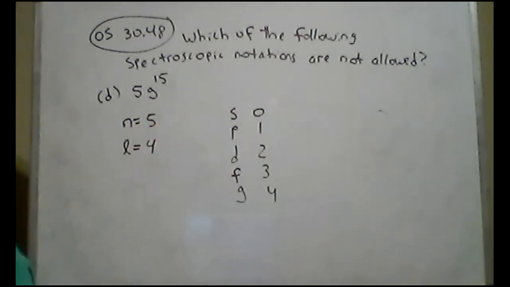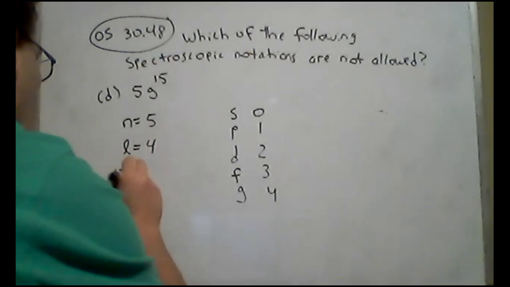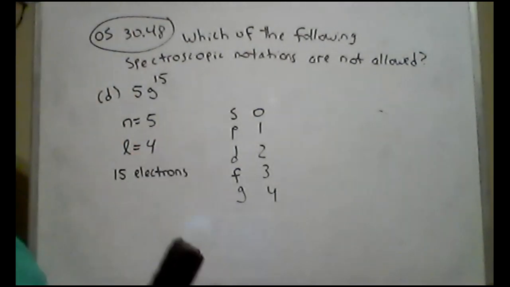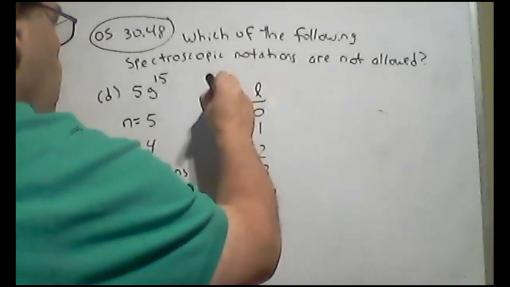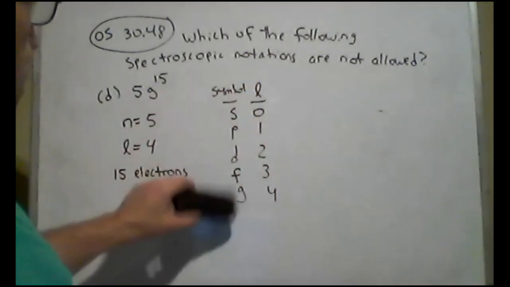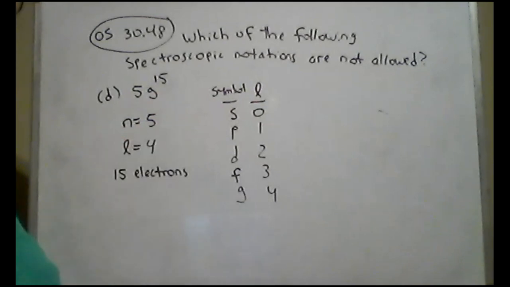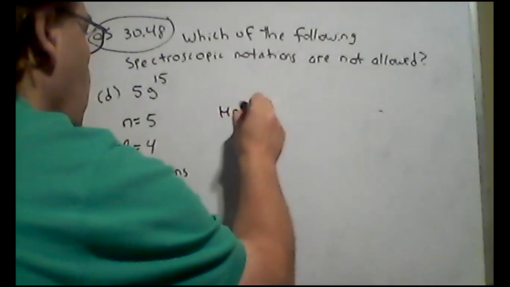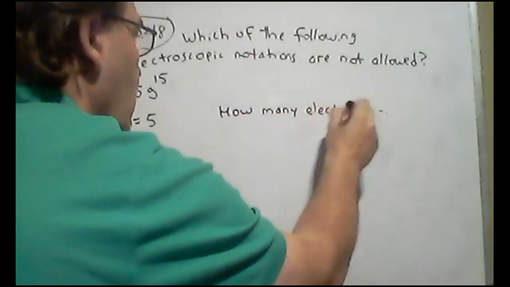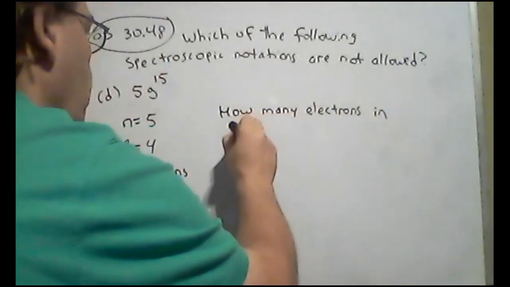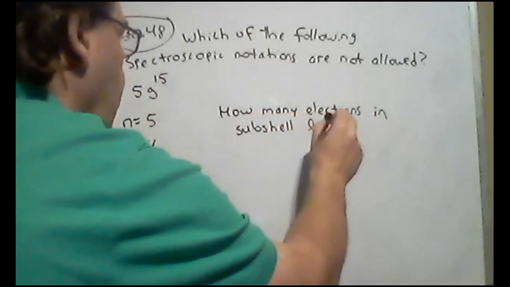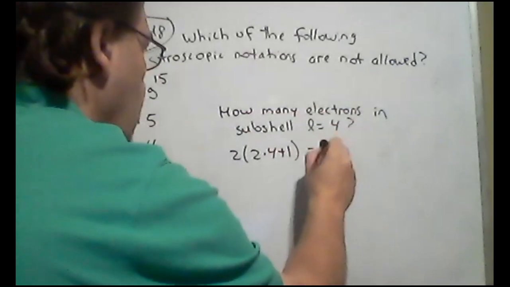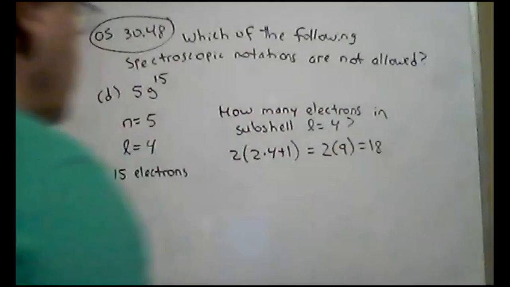This also tells me I have 15 electrons. Can I have 15 electrons? By the spdfg notation, this is the value of L: s, p, d, f, g is 0, 1, 2, 3, 4. L equals 4. How many electrons can I put in subshell L? 2 times 2 times 4 plus 1, or 2 times 9, which is 18. I can have 18. I have 15.